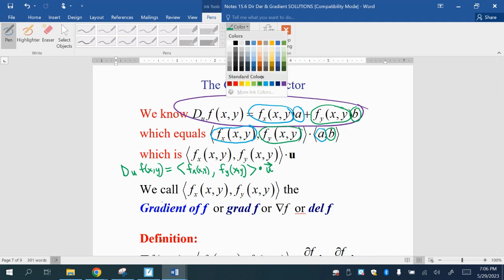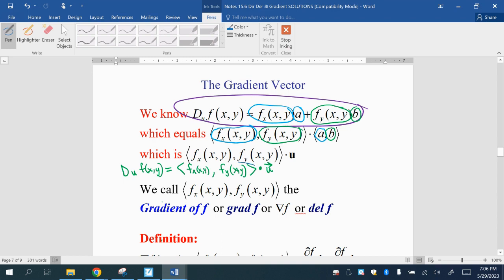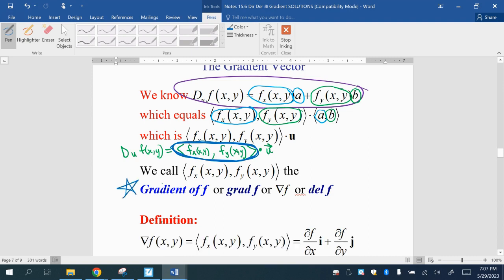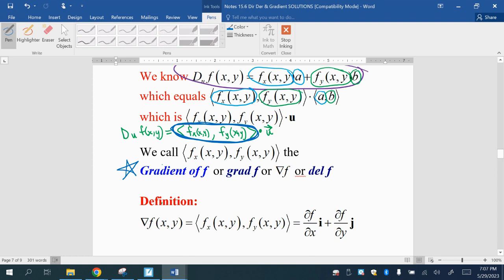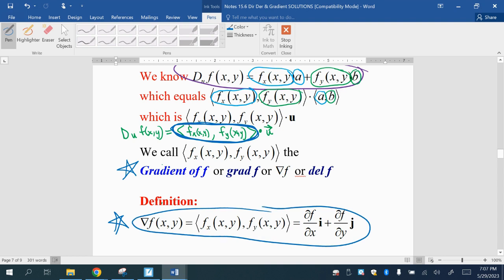We will be using this notation often, and in fact, we're going to use this part a lot, partial comma partial, as the vector. We're going to use it so much that we're going to now call that the gradient. That's the gradient of f, or you can show it as an upside down delta, or we can call it del f, or you can call it nabla f. So gradient, this is the formal definition of gradient, is your partial f with respect to x, comma partial f with respect to y.